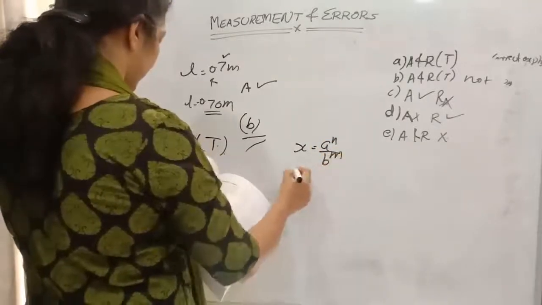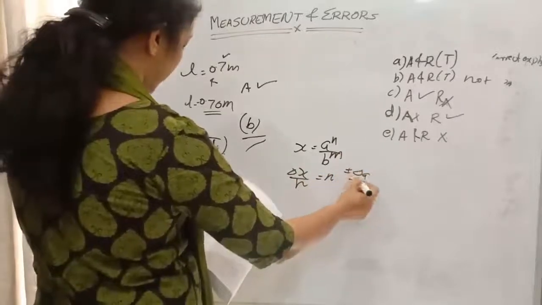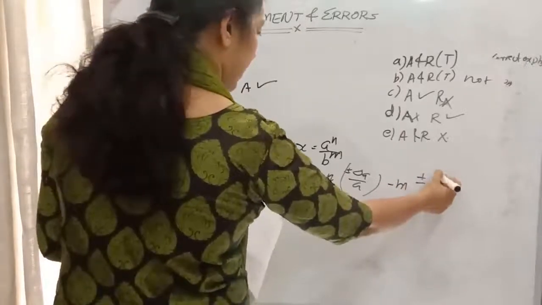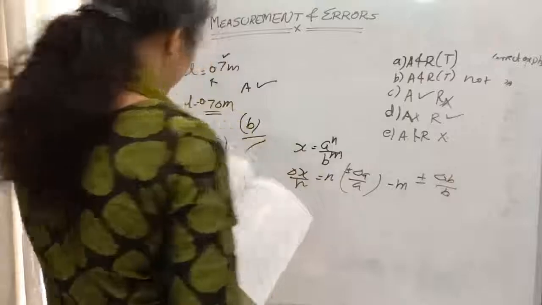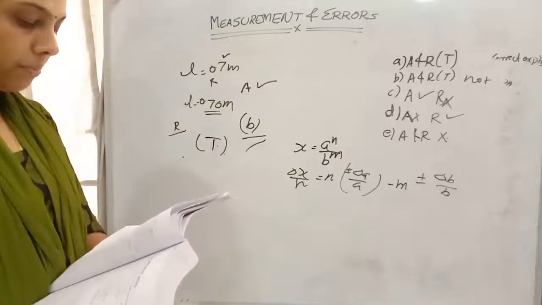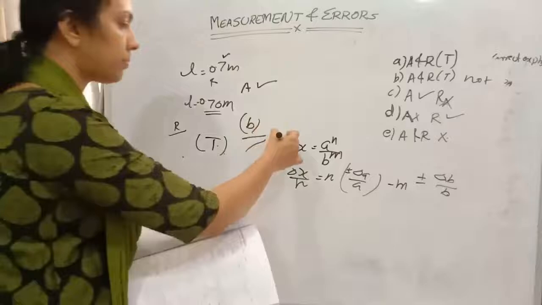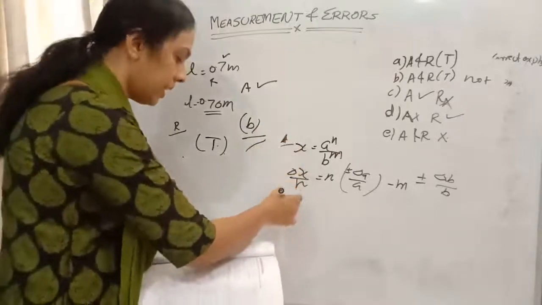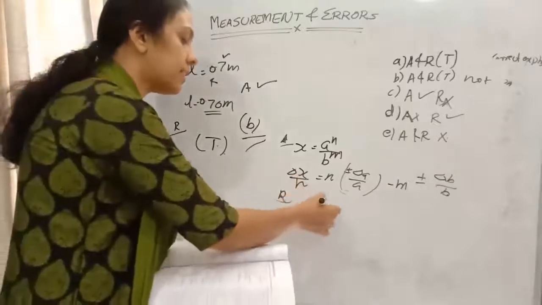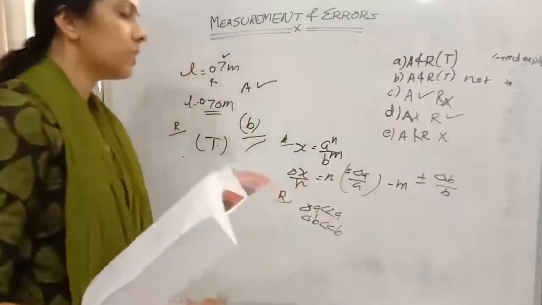The next question: if x equals a to the power n divided by b to the power m, then delta x by x equals n into plus or minus delta a by a minus m into plus or minus delta b by b. The assertion: the change in a or b, that is delta A or delta B, may be comparable to A and B. The reason: the above relation is valid when delta A is very much less than A and delta B is very much less than B. So is this correct or not?